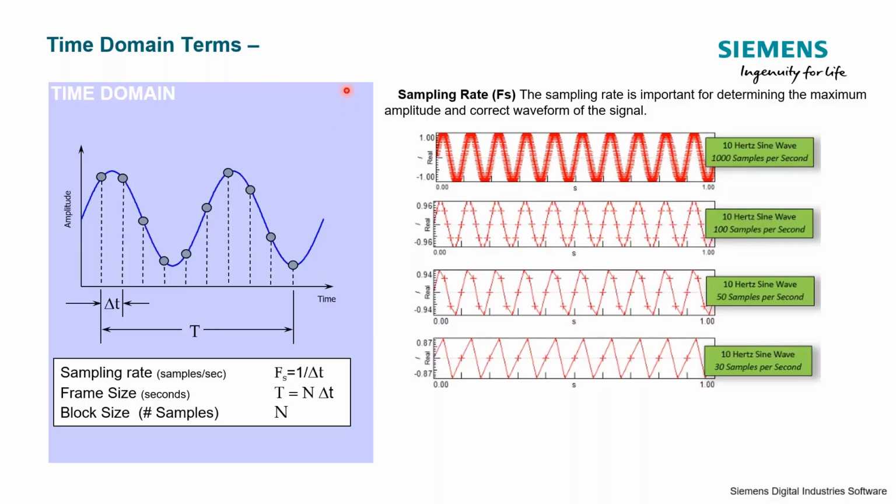Go back to the presentation. I think the key point is hopefully clearer now after that demo, but this sampling rate helps us to determine the maximum amplitude and getting the correct waveform in the time domain here. And that delta T is basically the time between each one of our samples.